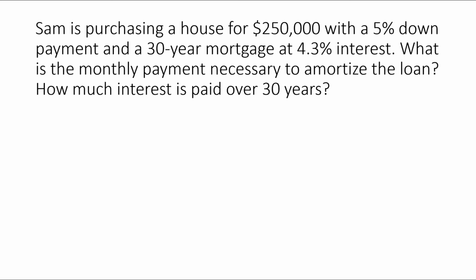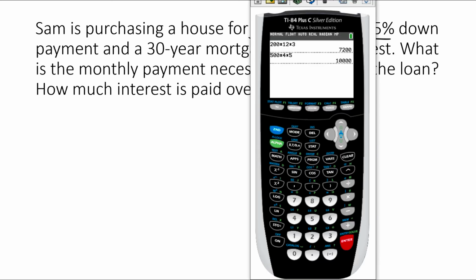All right, we need to figure out a couple things. First of all, he's purchasing the house for $250,000, but he's putting 5% down. So that means he doesn't need a loan for $250,000. So first step, let's find out how much of a loan he needs. So $250,000 times 5%, 0.05, means Sam is going to pay $12,500 up front. So that's how much he's going to pay up front, and then he'll finance the rest with the mortgage.